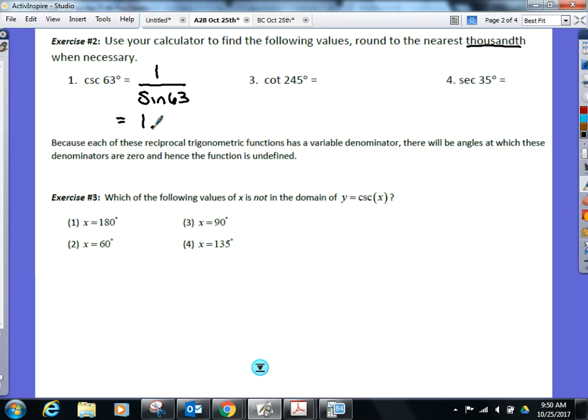I got 1.122. That it, or do I add more numbers? All right, yep, good job. Yeah, I said 3. Yeah, you did, but I'm going to pretend I didn't hear it. You don't have a cotangent button, but you can rewrite this as 1 over tangent 245.